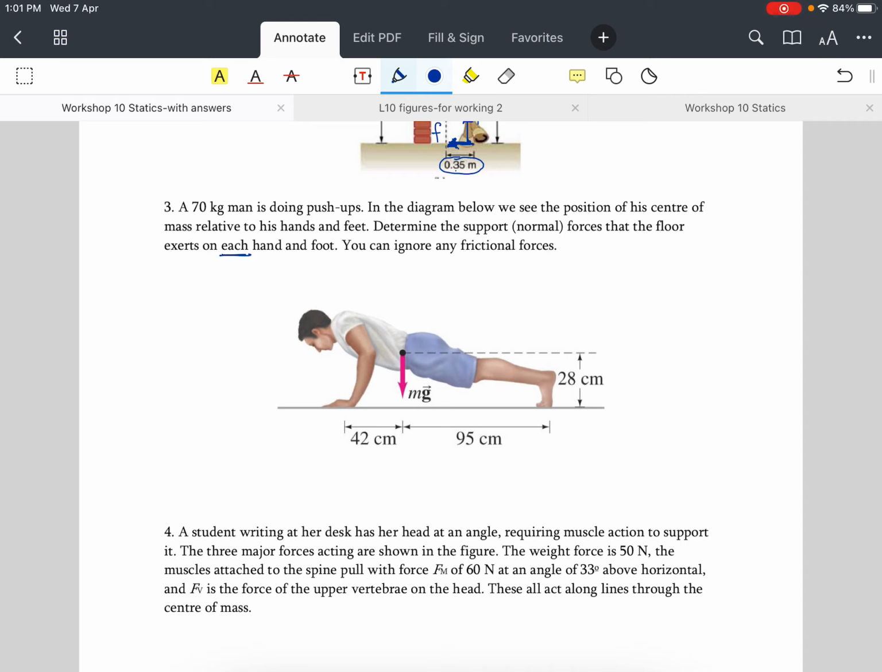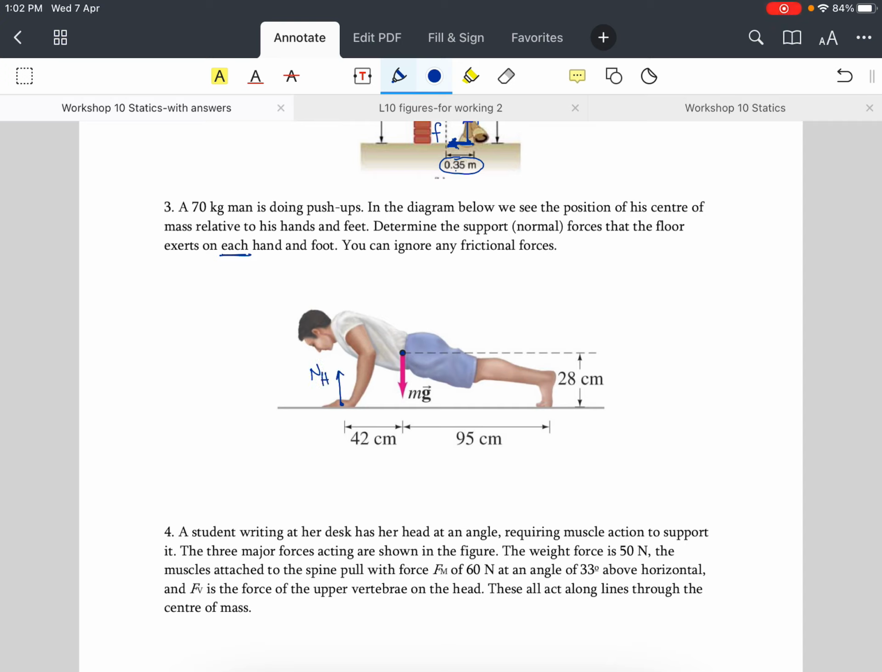Okay, so we are shown in this diagram here the weight force, which is acting at the center of mass. Obviously, we are being asked to determine the normal or support forces that the floor exerts on each hand and foot. So there should be a normal force on the hand provided by the floor, directed upwards, and a normal force on the feet, also directed upwards. Let's call that NF.